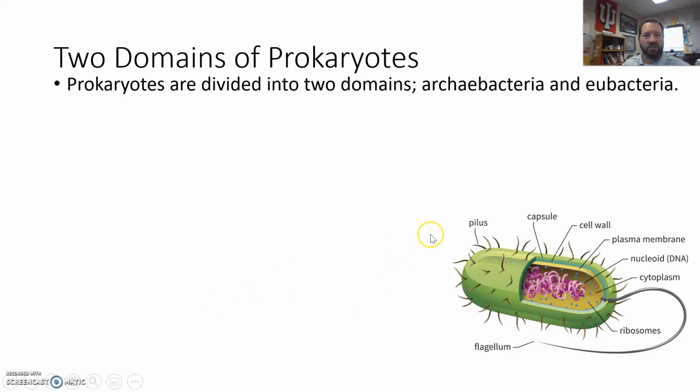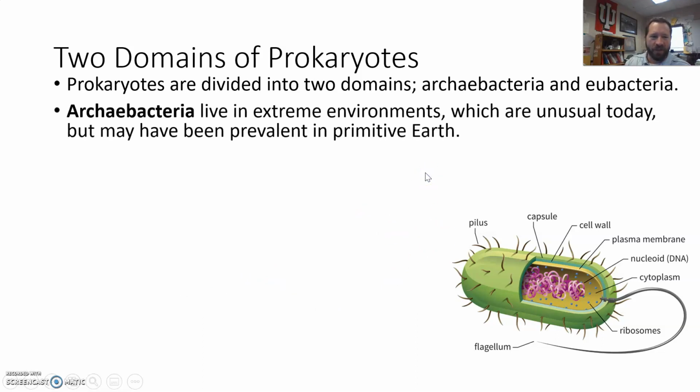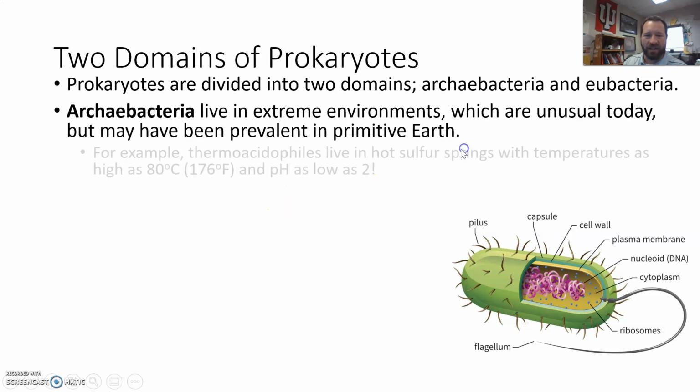Prokaryotes are divided into two domains. We discussed this yesterday: archaeobacteria and eubacteria. So archaeobacteria, they live in extreme environments, usually, which would be unusual today, but in primitive Earth. So back when Earth was a rock just flying around the sun, there would have been a lot of these archaic environments for the archaeobacteria to live in, like volcanoes or really acidic pits or very hot oceans.